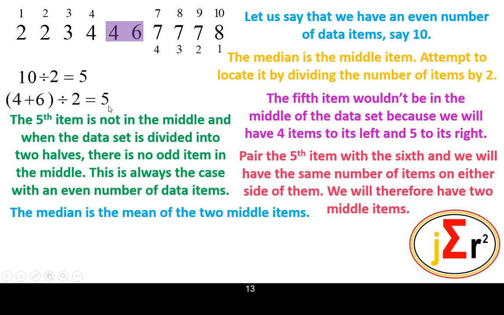Now, this 5 that we have here is not to be confused with the item number that we found earlier. It is actually the median of the data set, the mean of the 2 middle entries.